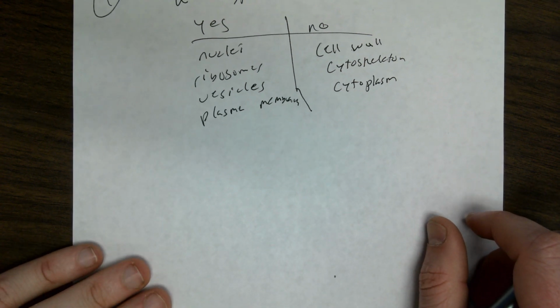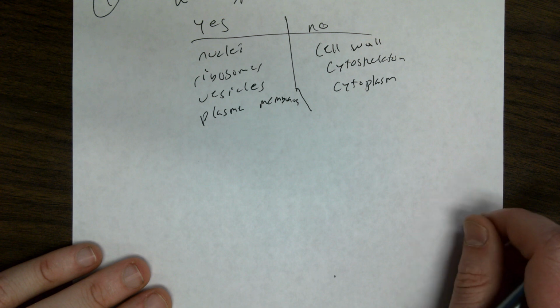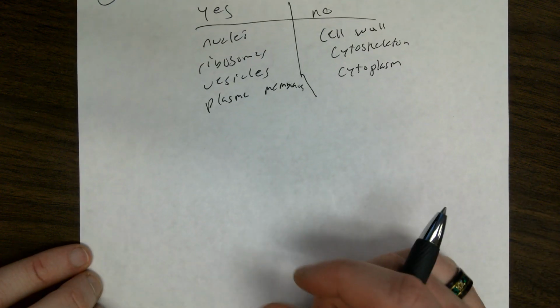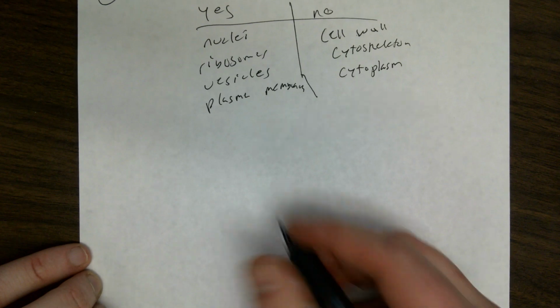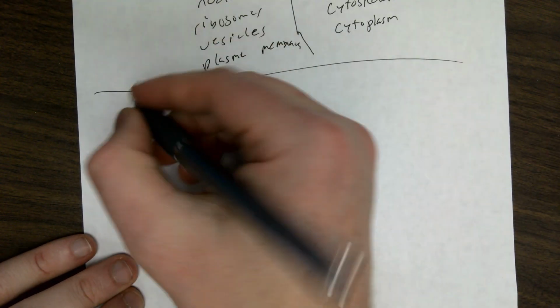How did we discover these? Freeze fracturing was a method of describing them all. Ultracentrifuges and freeze fracturing. Great. 2.